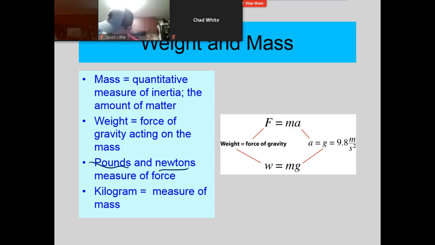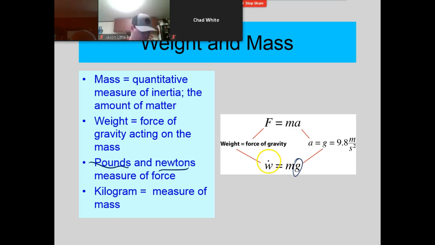So we act as if pounds and kilograms are measuring the same thing. They're not. Pounds and newtons are both measuring forces. Kilogram measures mass. Now, why can we get away with drawing our scales with both numbers on them? Because they differ by a constant. The acceleration due to gravity is constant anywhere on the surface of the earth. Top of Mount Everest, bottom of the Dead Sea Valley, the acceleration due to gravity is basically the same.